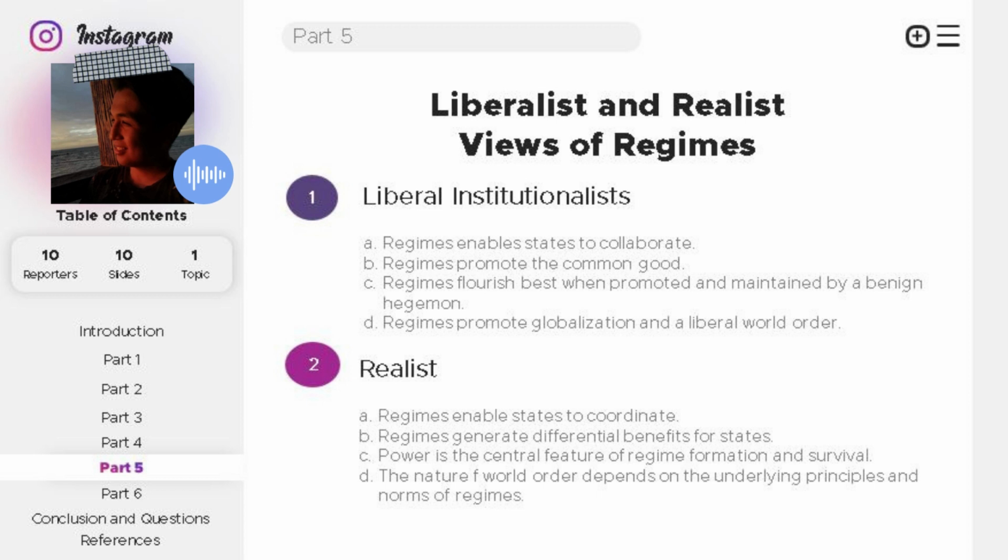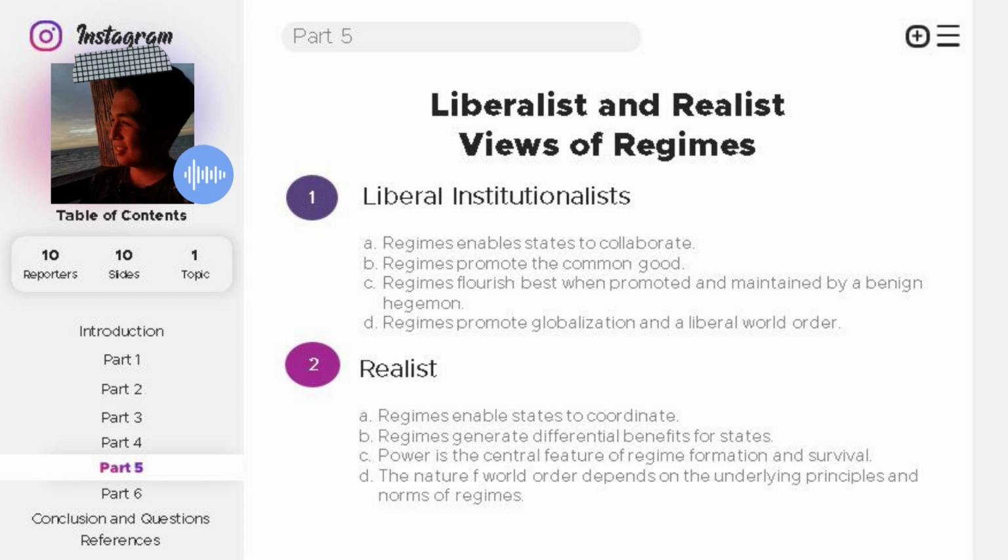For a realist view, regimes enable states to coordinate. Regimes generate differential benefits for states. Power is the central feature of regime formation and survival. The nature of world order depends on the underlying principles and norms of regimes.